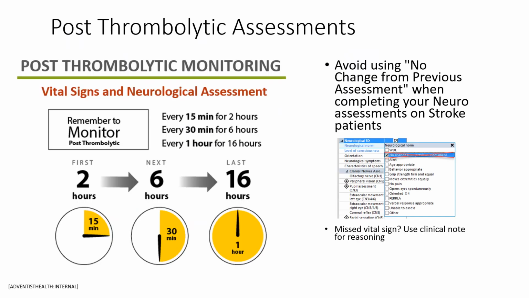For patients who have received thrombolytics for stroke, be sure to document a full neuro assessment along with vitals every 15 minutes for the first 2 hours, followed by every 30 minutes for the next 6 hours, then every hour for the last 16 hours. This equates to a full 24 hours of frequent assessments post-thrombolytic administration. It's important that you also clearly communicate the timing of these assessments during nursing handoff.